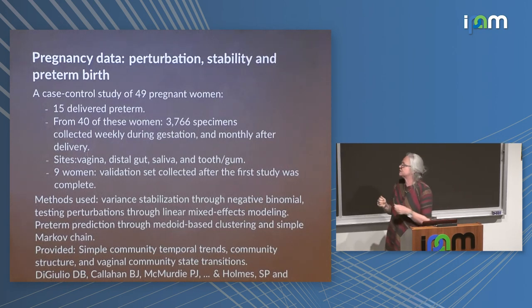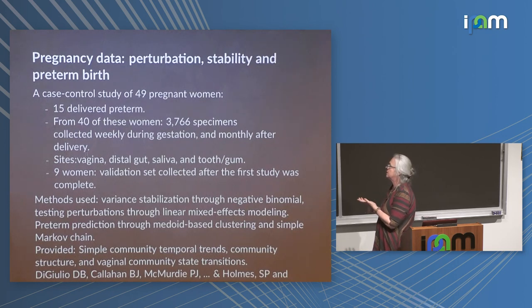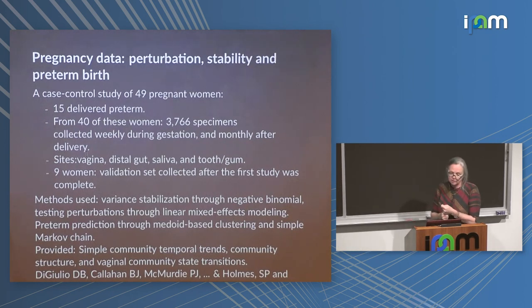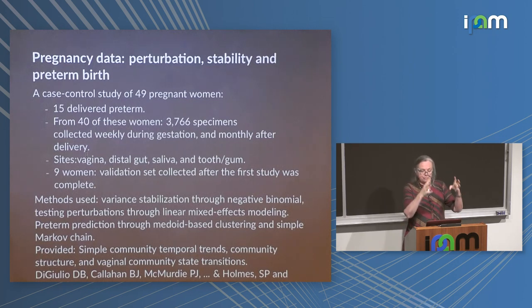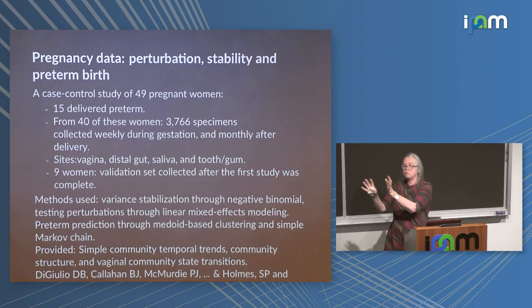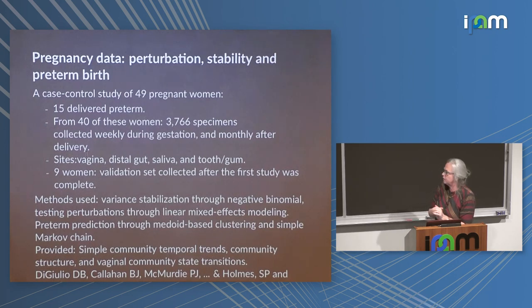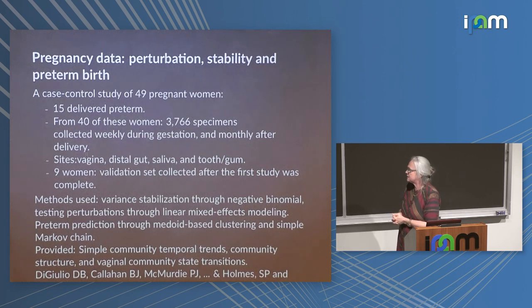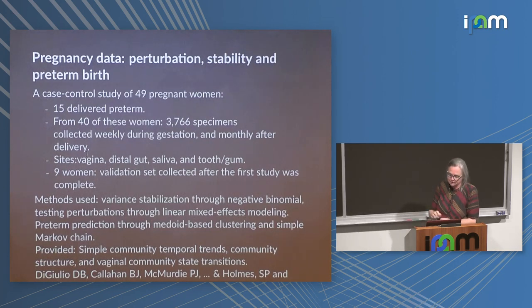And in this case, the first study we did, there were 49 pregnant women, of whom 15 delivered preterm. And we took 40 women that we studied, and then we set aside a random set of 9, which we used as the validation set. And we had different body sites. Here I'm just going to look at the vaginal microbiome. And we used statistical methods based on the mixture models that I'm not going to go into too many details of. And all this was published in PNAS.